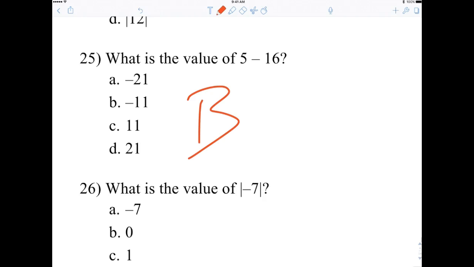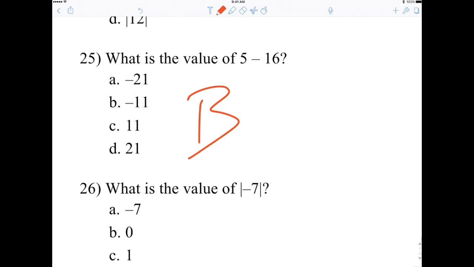Do you have like any tricks to do like that? For this, money. I always think in terms of money. I have $5 and I owe my mom 16. So that means I owe her 11 because I had to give her the 5. Right? I always think in terms of money with positives and negatives.